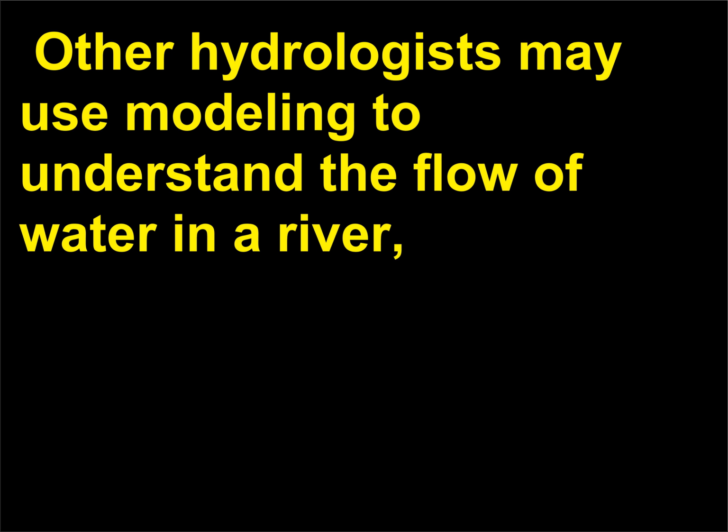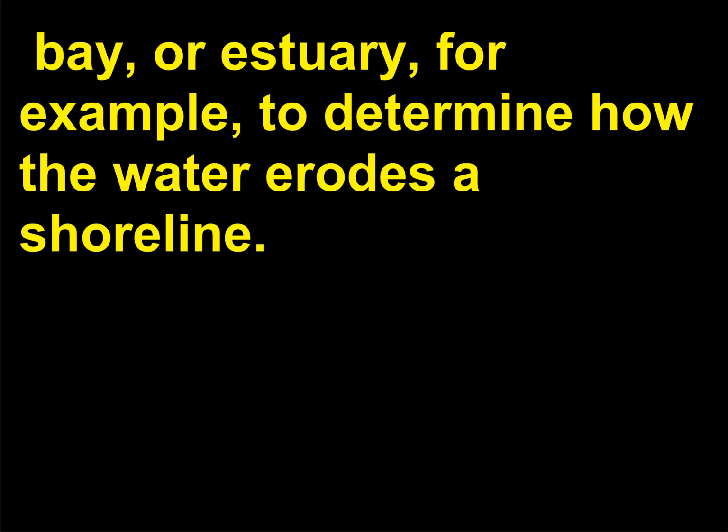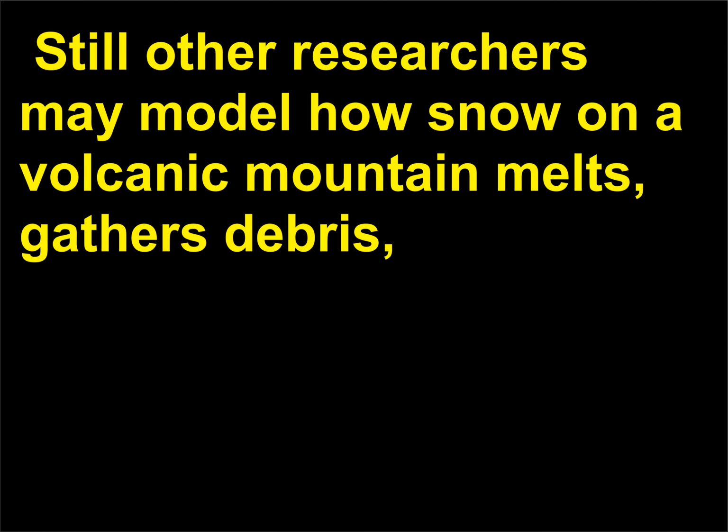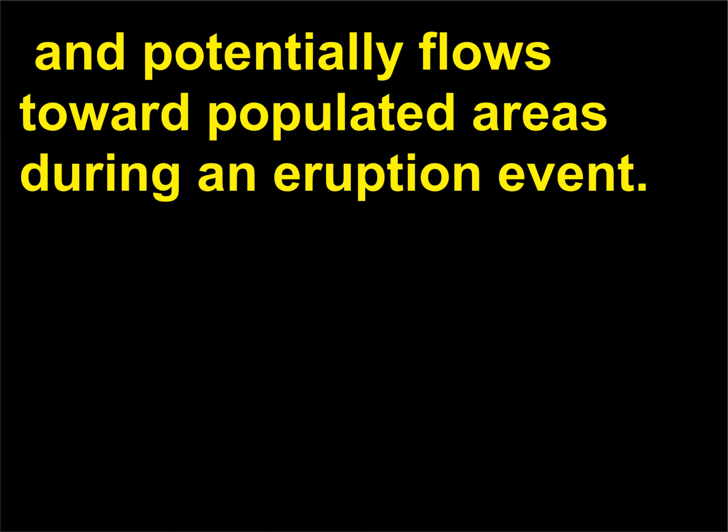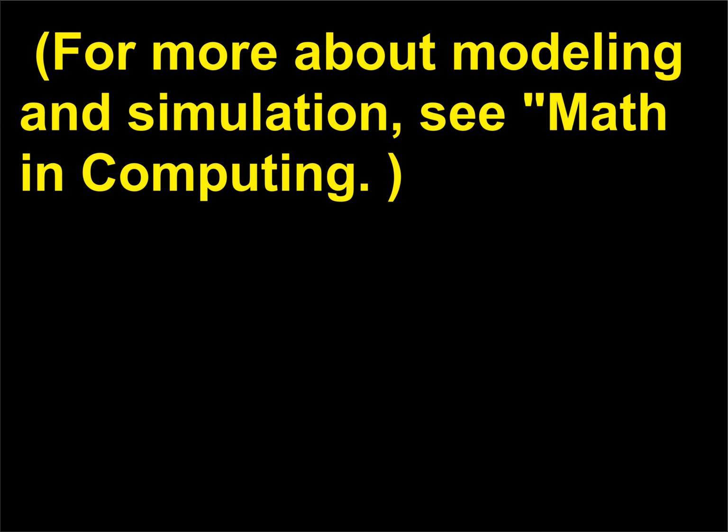Other hydrologists may use modeling to understand the flow of water in a river, bay, or estuary, for example, to determine how the water erodes a shoreline. Still other researchers may model how snow on a volcanic mountain melts, gathers debris, and potentially flows toward populated areas during an eruption event. For more about modeling and simulation, see Math in Computing.